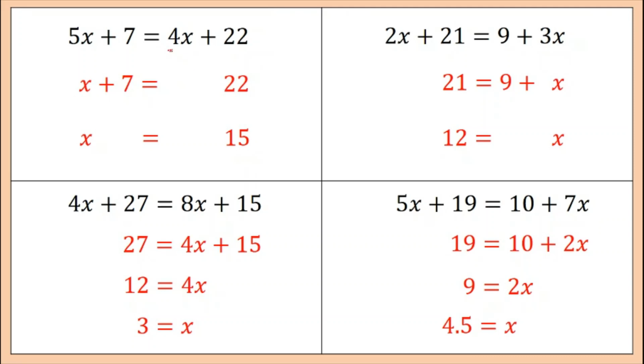Okay, answers are on the screen now. On this one I subtracted 4x first and then the 7. On here I subtracted 2x and then 9. On this one I subtracted 4x, then I subtracted the 15 and then I divided by 4 for my final step. Don't forget, you have to do it to both sides. This one I subtracted the 5x, then the 10, and then I divided by 2.